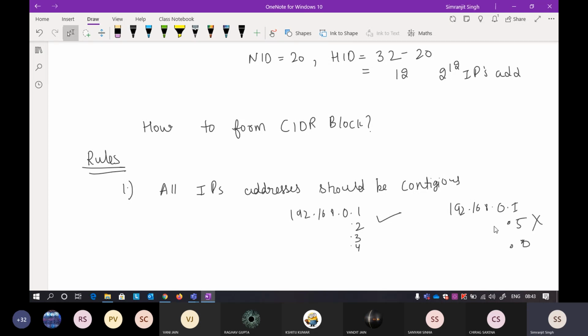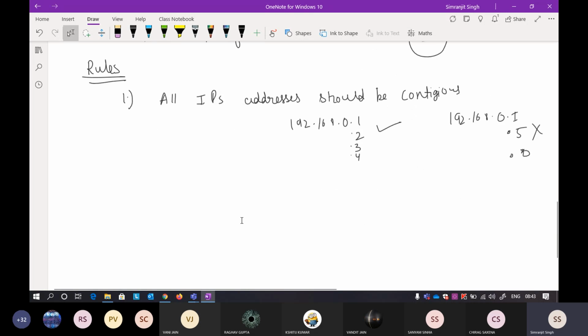So the first rule is that if you want to take a CIDR block, all the IP addresses should be contiguous, or continuous, meaning there should not be a break in between. So all the network addresses should be contiguous.